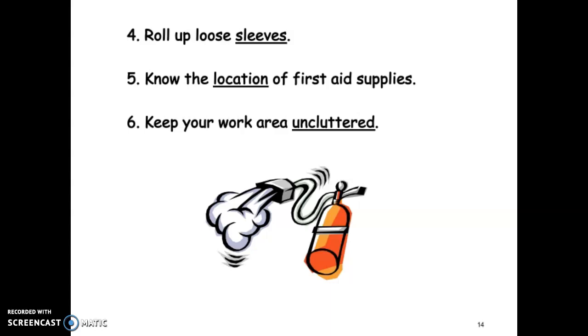Know the location of the first aid supply. Now watch your teacher. She's going to show you where we keep this. And it's always stocked with Band-Aids and other first aid supplies that we might need if there's an accident. Keep your work area uncluttered. That means clean and straight.